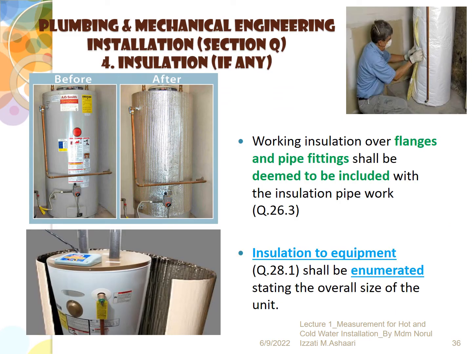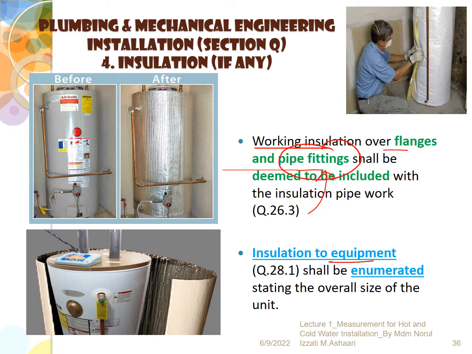Now, look at this example. This is the example for the insulation for the equipment. Working insulation over the flange and the pipe fitting and also the equipment has to be measured. The first one that I did mention, ancillaries, you have to measure separately. But for the flange and any pipe fitting, shall be deemed to be included. Shall be deemed means you don't have to mention any small connection for the pipe fitting connected to the pipe work, because it will cover all together.